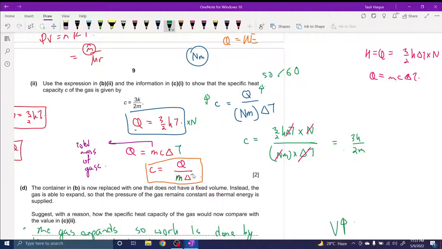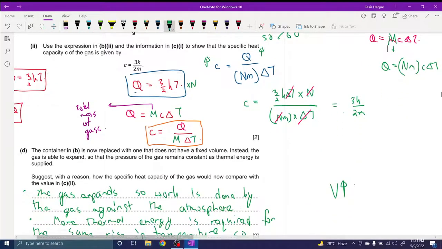So basically this can be written as Q is equal to N times the mass of one particle into c del T. So why don't we denote this by something else? Let's write capital M then. That would make more sense, right? Total mass into c del theta. We make c the subject and substitute Q inside, and then we could get rid of everything, right? And we end up with 3k divided by 2m.